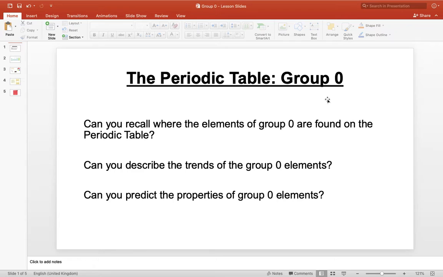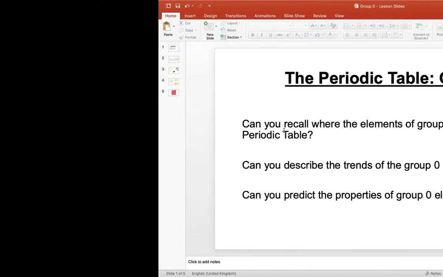So in your books, if you could write the title, the periodic table, group 0. By the end of this lesson, you should be able to recall where the elements of group 0 are found on the periodic table. You should be able to describe the trends of group 0 elements, and you should be able to predict the properties of group 0 elements.